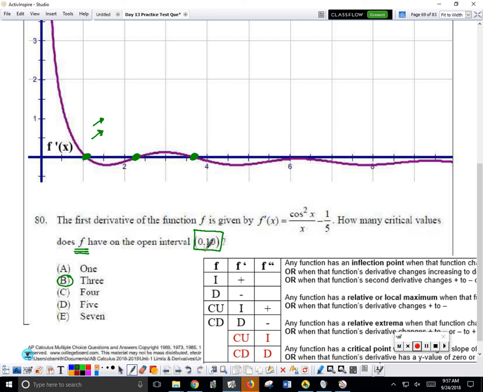Does that make sense? Okay, but if there were one at 4, it would have counted? Yes. If there were a vertical asymptote within the interval, for sure, yes. In fact, if they'd said, hey, how many critical points does f have on the closed interval 0 to 10? The correct answer would have been 4. Does that make sense? That's really the only reason I excluded the fact that f prime is undefined at x equals 0.